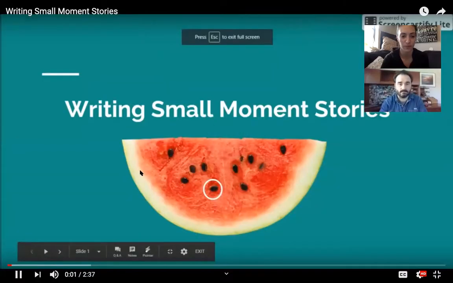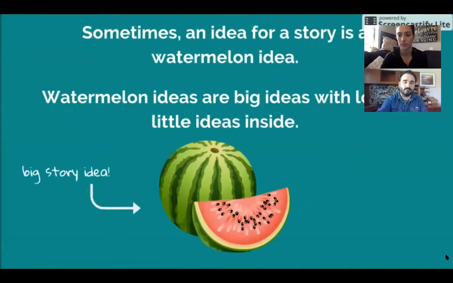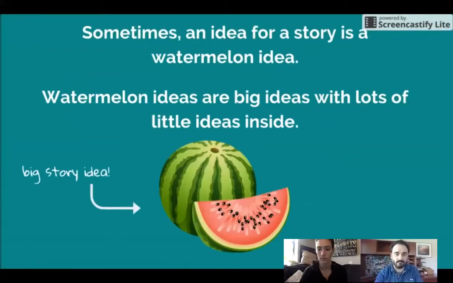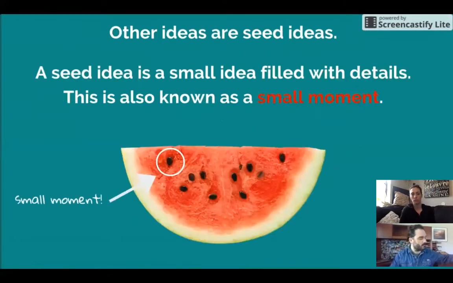Today we're going to learn all about writing small moment stories. A lot of times when we're thinking about what to write about, we think of watermelon ideas. Watermelon ideas are really big ideas, and they're made up of lots of little events. So a big watermelon idea would be something like going to an amusement park, 5th grade, what I did over the summer. Other ideas for writing are seed ideas. A seed idea is a small, tiny idea that's filled with lots of detail. This is also known as a small moment.